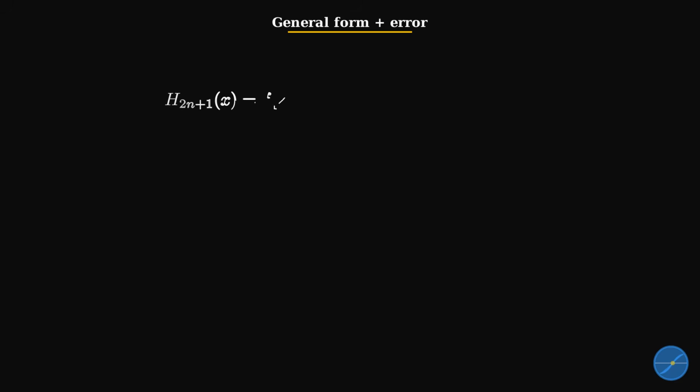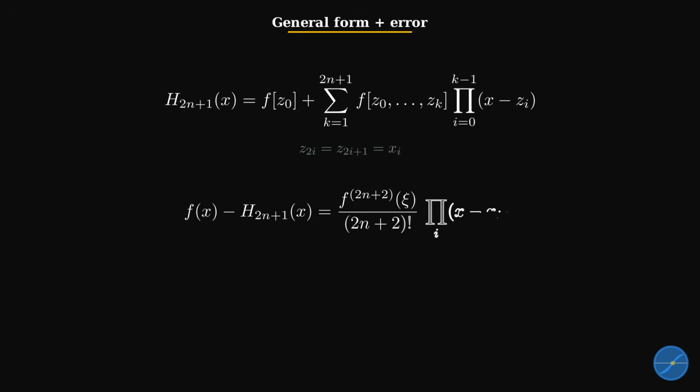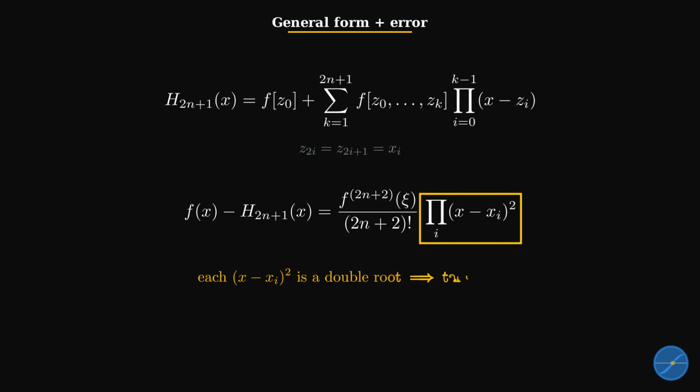Here's the general machine. N plus 1 points, each listed twice, and the same divided difference sum, now running to degree 2n plus 1. The z's are just the points, written down twice each. And the error, same shape as before, a high derivative over a factorial. But look at the product on the right. Every factor is squared. Each x minus xi squared is a double root of the error. And a double root means tangency. That's the whole hugging picture, sitting inside the formula.